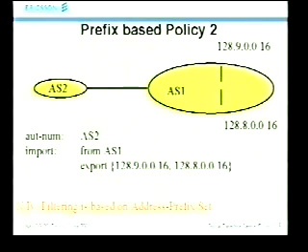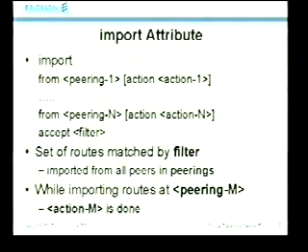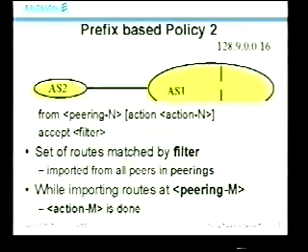Okay, filtering is based on the address prefix set. What's the import attribute? Well, we have seen import and export in examples. These are the definitions. What we're saying is import from peering 1, action 1, from peering n, action n, except filter. This is the definition. The set of routes matched by the filter are imported from all peers in the peerings. So you should see this is wrong, this should be accept, but this is the filter, and they're imported from this peer. Okay?